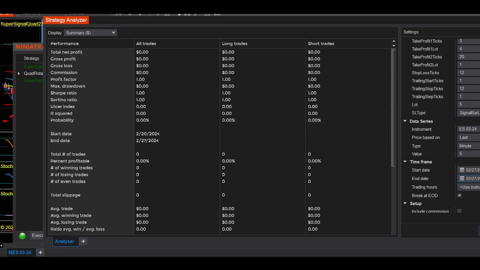So let's push this. I'm not sure what we're going to get out of this. ES, 5-minute, just today. Looking at 4, 5, 20, 1, 12. Signal bar low. Let's do ticks, right? We're going to do ticks on this. That's one thing I wanted to make sure of, is ticks, not the signal bar low. All right, let's run it.